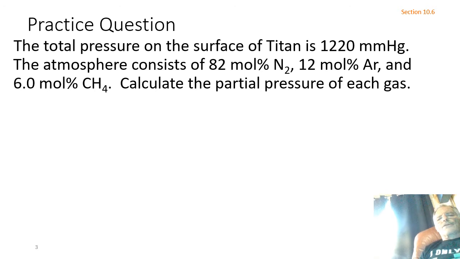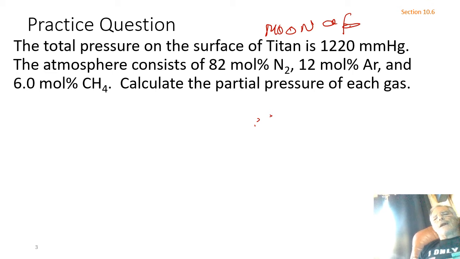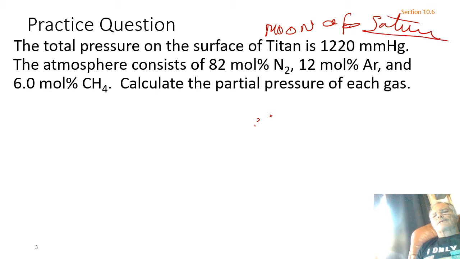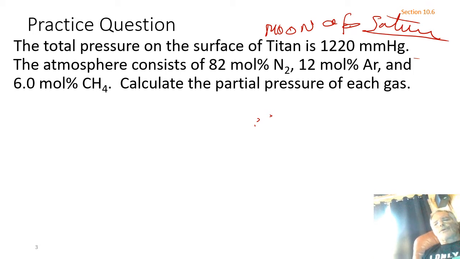So here we go. The total pressure on the surface of Titan. So Titan is a moon of Jupiter. Pretty cool. Not Jupiter, Saturn. That's the mistake everybody makes. It's actually a moon of Saturn. And it has a total pressure of 1,220 millimeters of mercury. We don't need to convert to atmospheres because we're not using the ideal gas law. So we can use any units of pressure that we wanted.